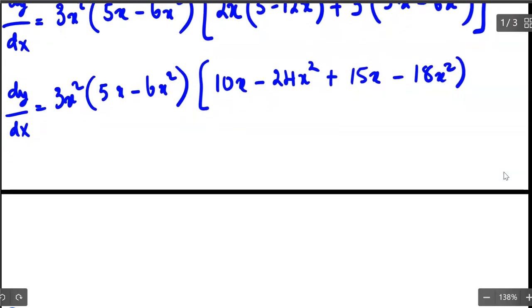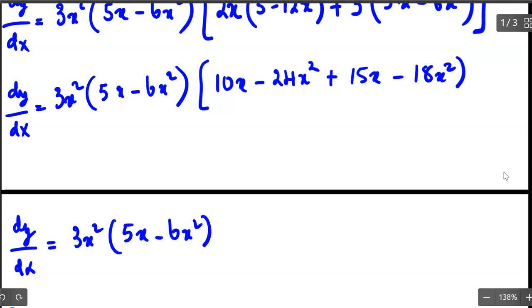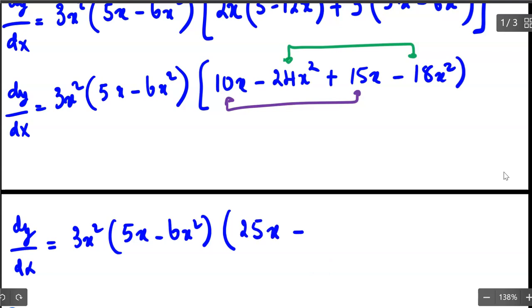Alright, so inside the bracket, what do I get? Let me move on to my next page. 3x squared times 5x minus 6x squared. Inside the bracket, I can combine the like terms. So you can see that in here, I can combine that with that. I also combine this with this. So I should have 25x subtract 42x squared.